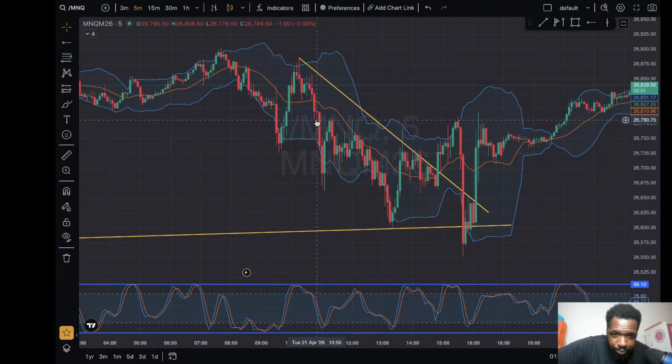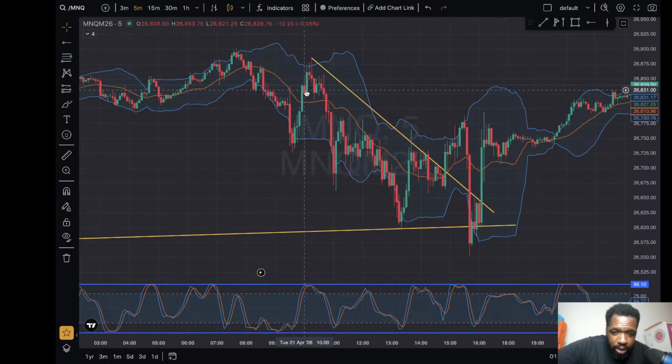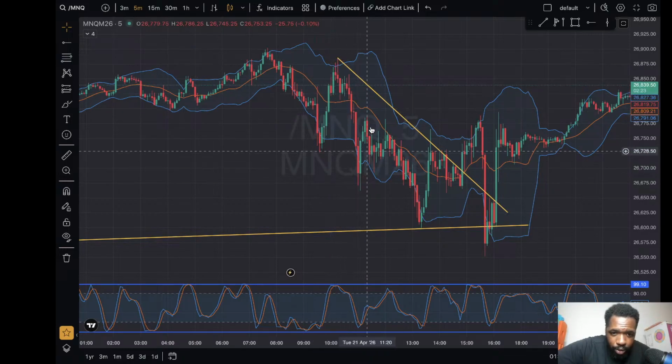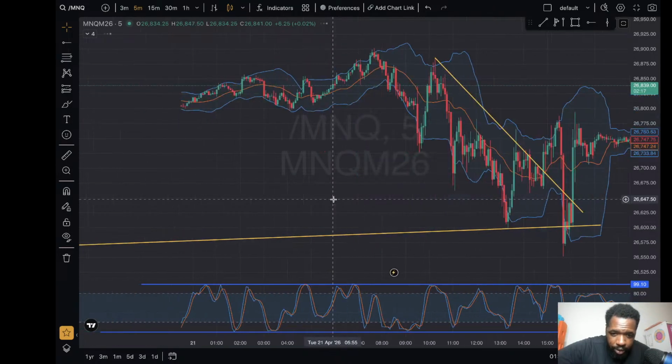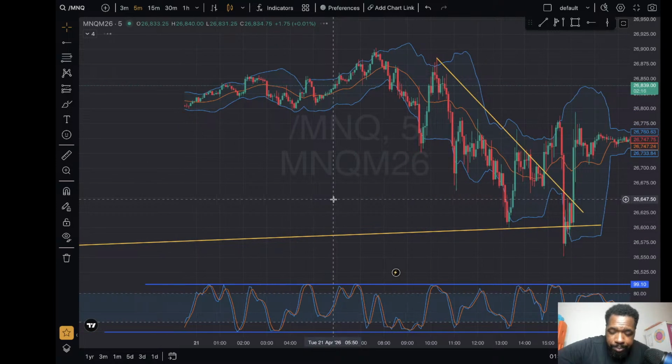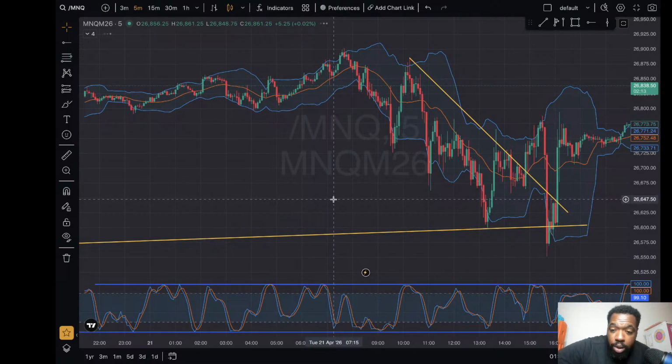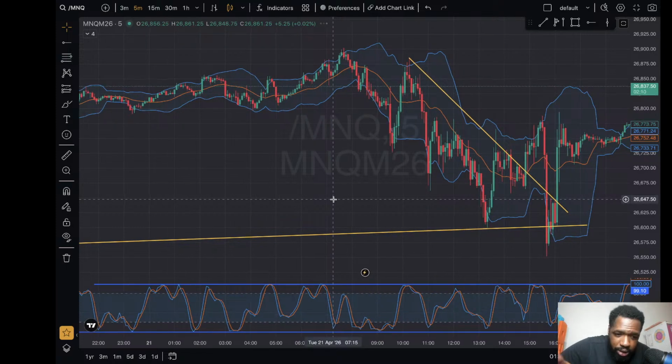So you can see, we started on the 5-minute. We started to make lower highs, lower lows, until we reached this support area right here that I have marked out. Sorry, my chart's a little slow. So let's get into the trade.